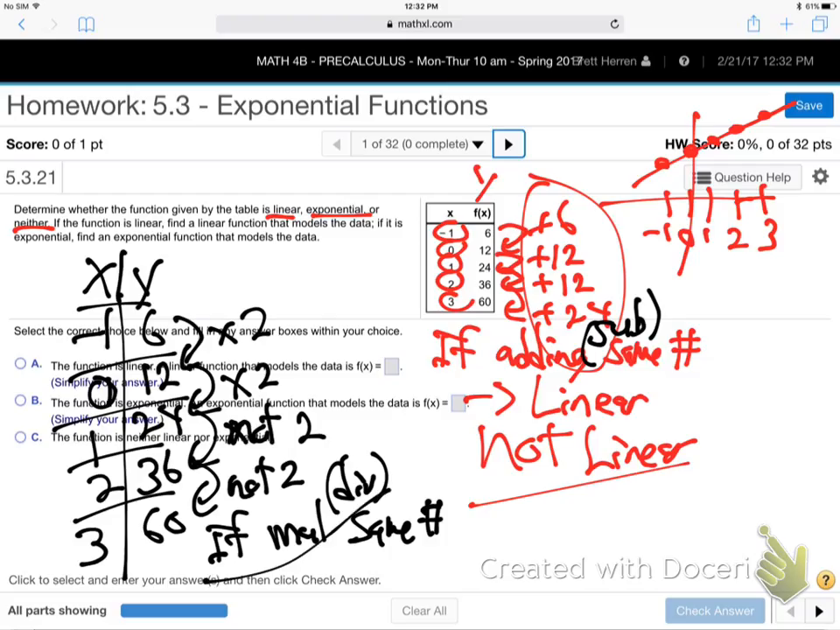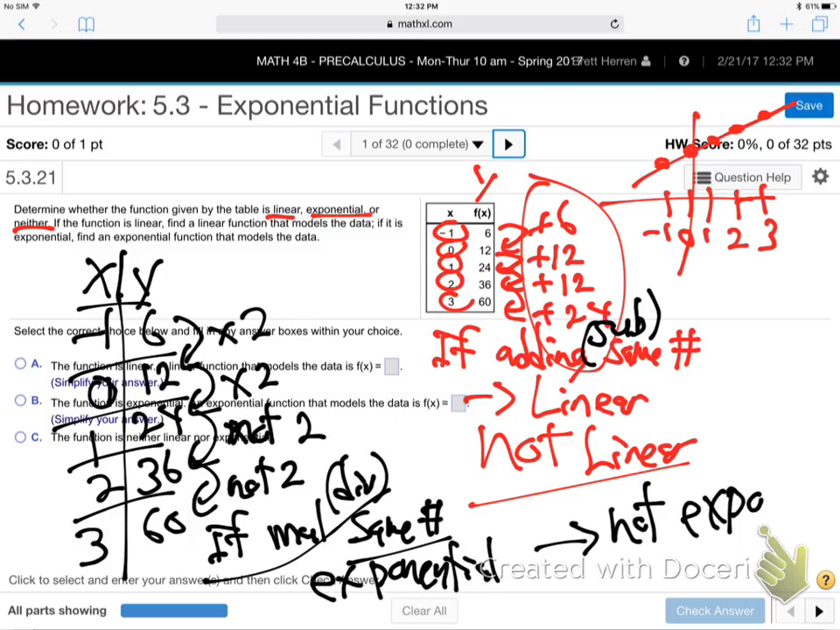So anyway, if your multiplier divides the same number every time, then you're exponential. But this one is not exponential. So this one's neither. It didn't do either one. So if you add or subtract the same number, you're linear. If you multiply or divide the same number, you're exponential. All right, that's our first.